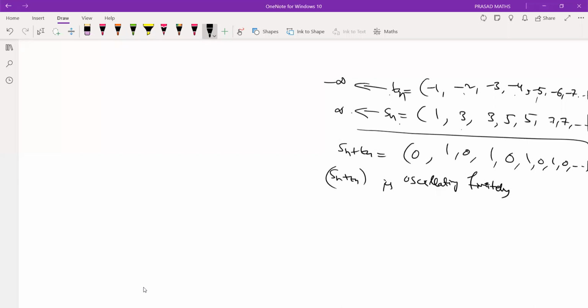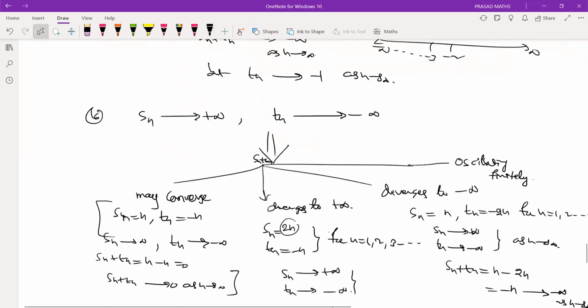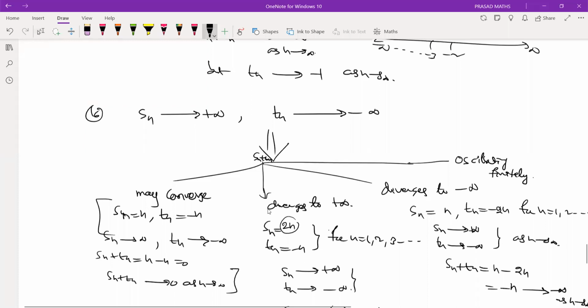So similarly, one can think of an example which is oscillating infinitely. Right? So the problem that we are facing is whenever Sn tends to plus infinity and Tn tends to minus infinity. We don't know whether the sum is convergent, whether the sum is divergent to plus infinity, divergent to minus infinity, or whether it is oscillating finitely. We don't know about the sum. So there is a problem actually. Sn diverges to plus infinity, Tn diverges to minus infinity. Therefore, there is no conclusion.